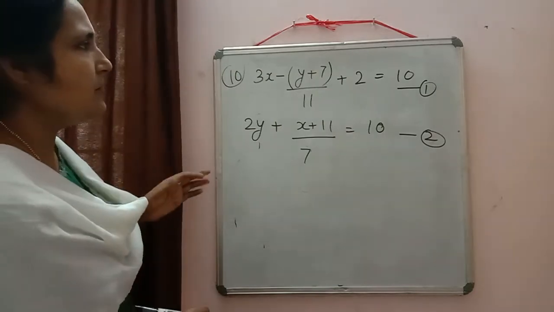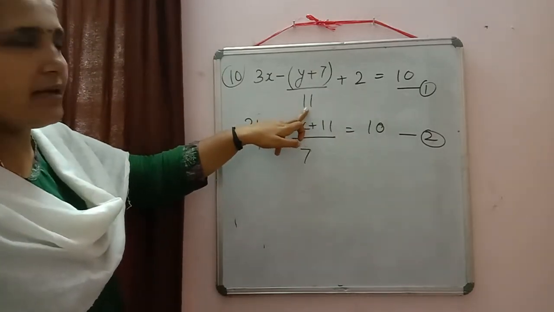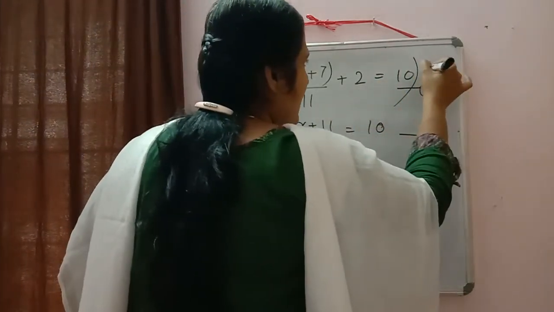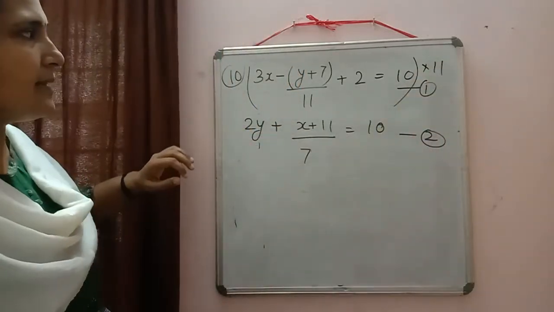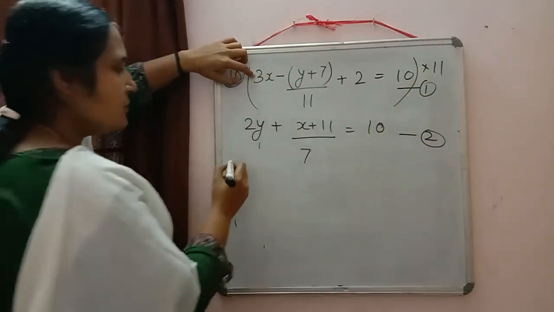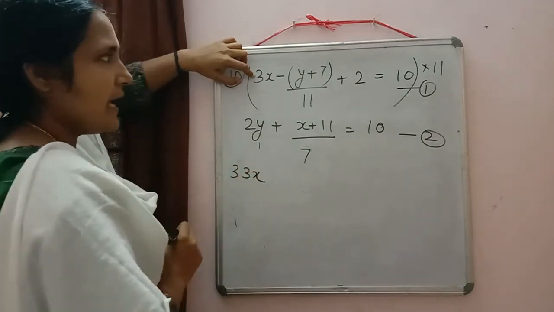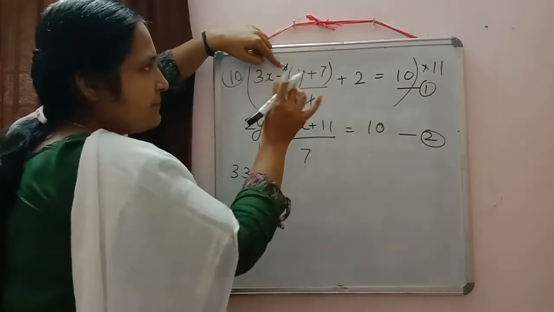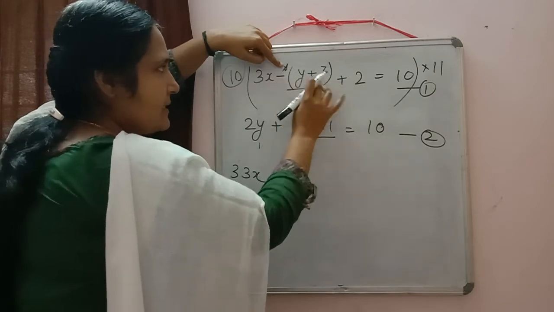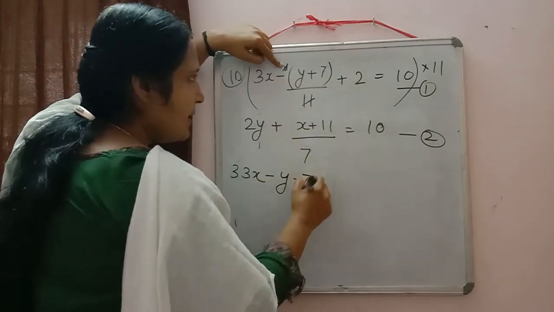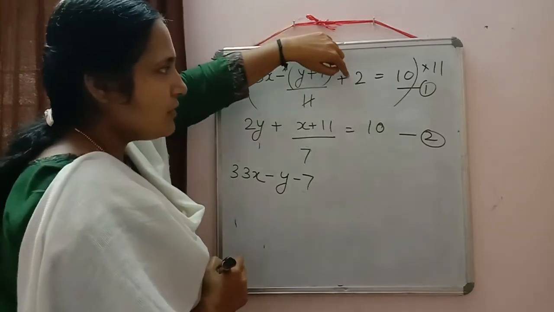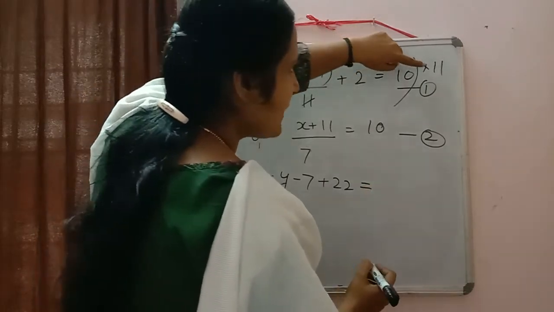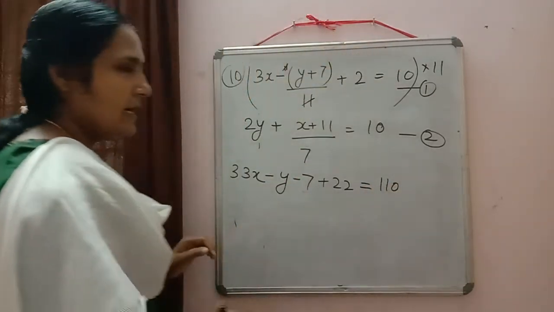So again first what we can do, we have to cancel this 11. So to cancel this 11, what we should do? We'll multiply the whole equation by 11. So each term will get multiplied by 11. So first 11 into 3 will be equal to 33x. Now here we'll multiply it by 11, so 11 and 11 will get cancelled. Remaining minus sign will get multiplied inside. So it will be equal to minus y minus 7 plus 2 also will get multiplied by 11. So it will be equal to plus 22 is equal to 11 into 10, 110.